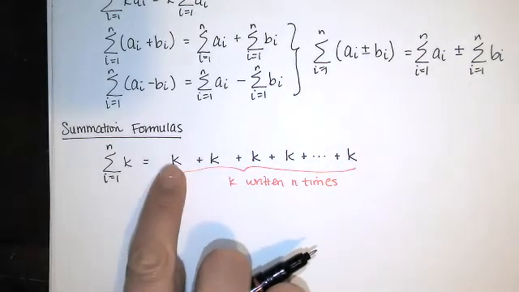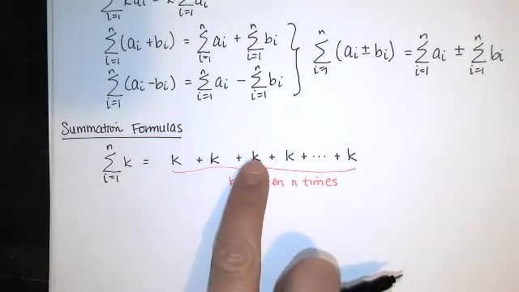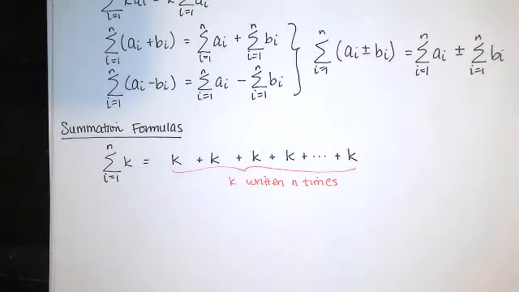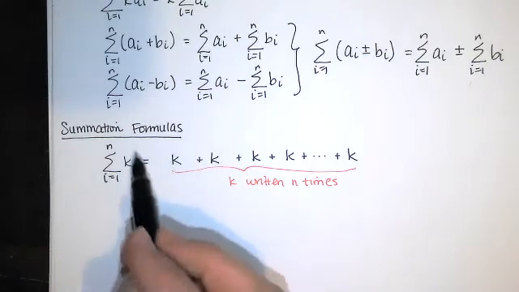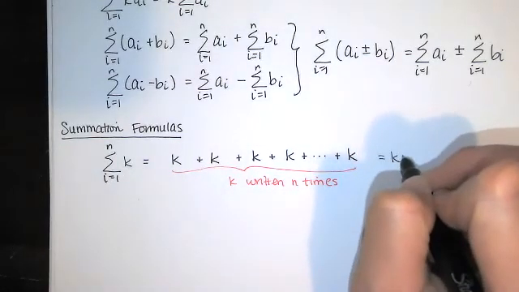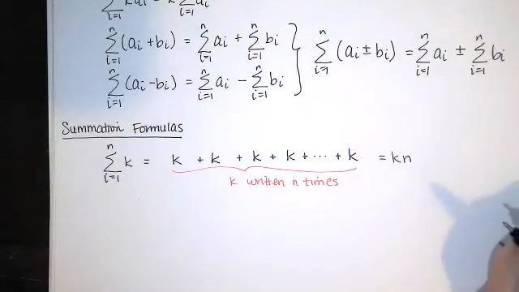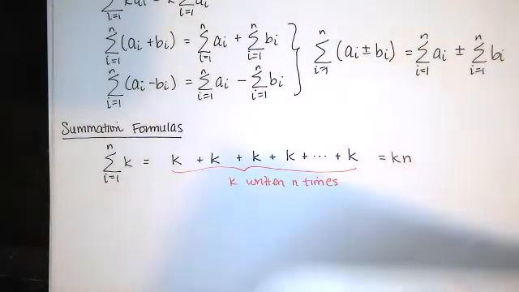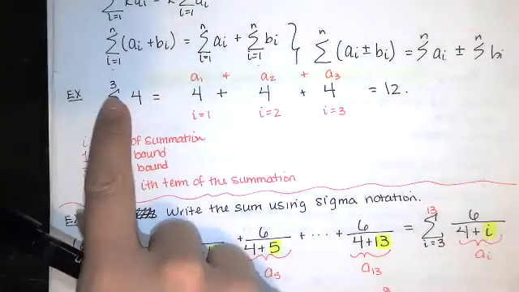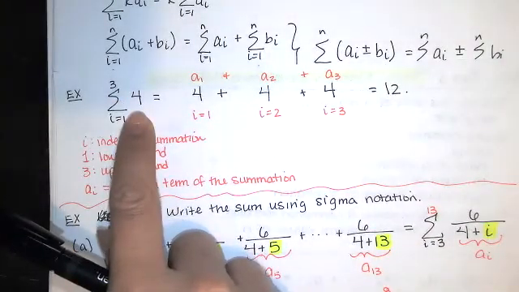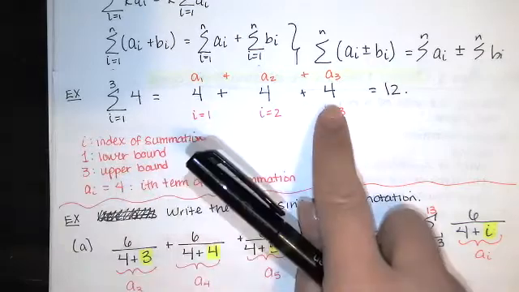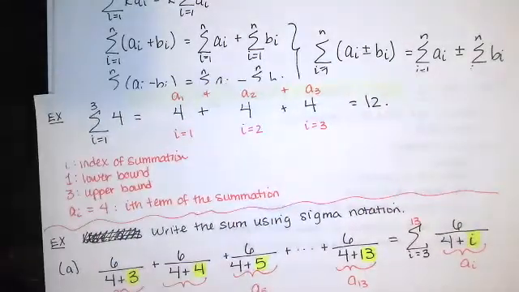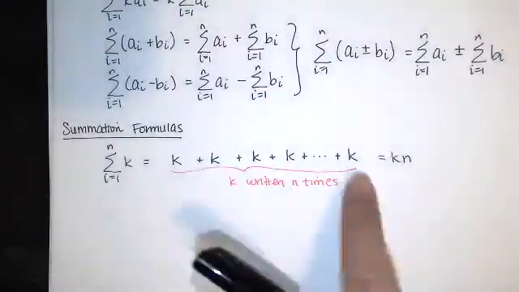Because when i equals 1, I get k. When i equals 2, I get k. When i equals 3, I get k. When i equals n, I get k. And then we add them all together. So a shorthand for this is just k times n. And we did an example of that earlier. We looked at this. We said as i goes from 1 to 3, if I'm just adding 4 to itself, I get 4 plus 4 plus 4. Isn't that the same as just 4 times 3? Yeah, it sure is. That is a special case of this rule right here.